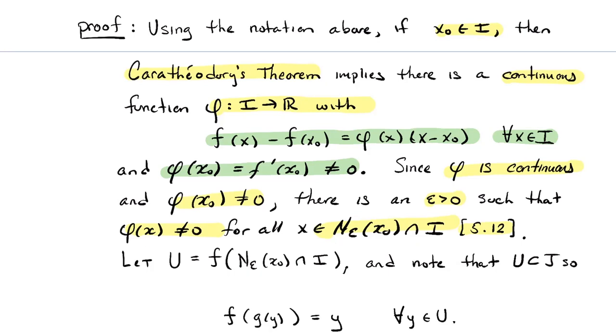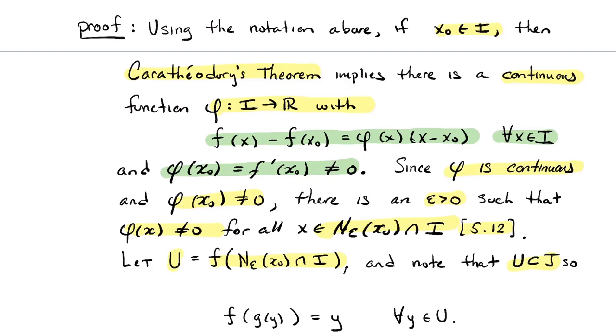So what am I going to do? I'm going to define u to be the image of that intersection. So I'm taking this little neighborhood around x naught where phi is not zero. I'm intersecting it with I, so I'm staying in the domain of f, and I'm taking f of it, okay? So u is going to be some subset of the image of the interval I, some subset of j, okay?